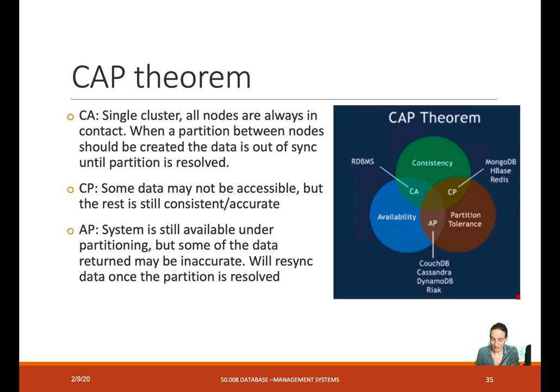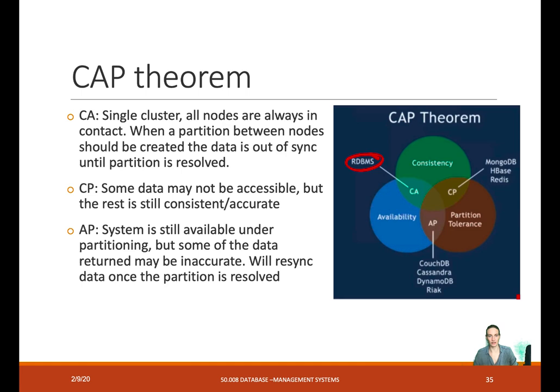RDBMS, Relational Database Management System, SQL, and the likes, they fall between consistency and availability. Okay. So all nodes are always in contact. When there's a partition, then it just doesn't work, right? So think of this, SQL works well on your computer. It's one single database, it's not distributed. So you always get the latest data and the data is always available. But if there's a network error, then there's just no data at all.